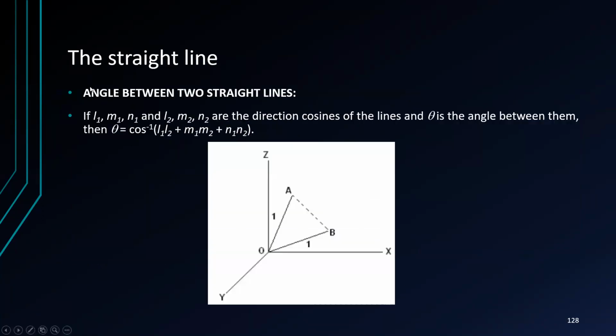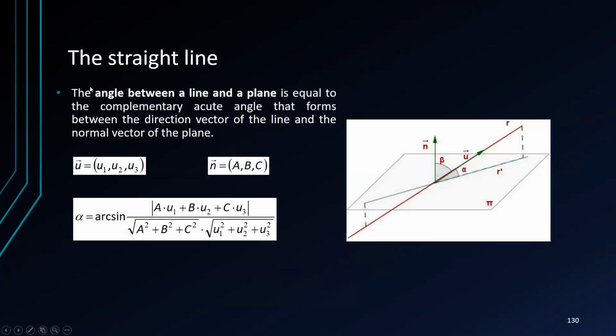Then, in the straight line, pa rin. So, the angle between a line and a plane is equal to the complementary acute angle that forms between the direction vector of the line, ito yan, and the normal vector of the plane. So, U arrow is equal to U1, U2, U3. Yan yung value niya. XYZ yan. And N is equal to A, B, C coefficient. So, alpha is equal to arcsine of the absolute value A, U1 plus B, U2 plus C, U3.